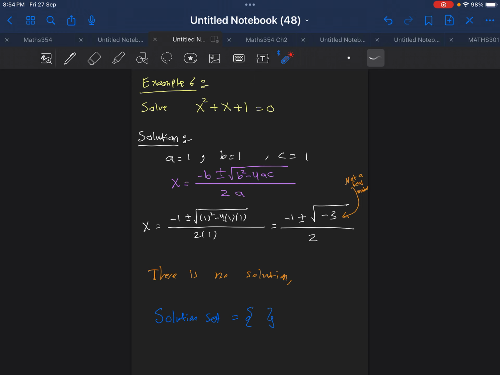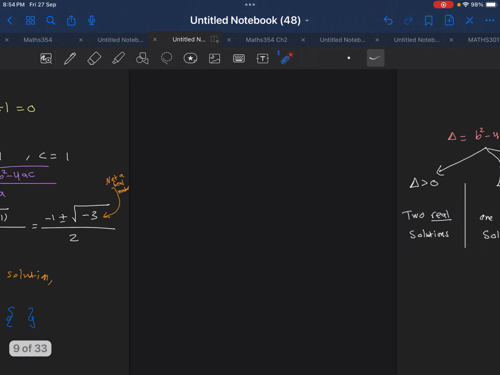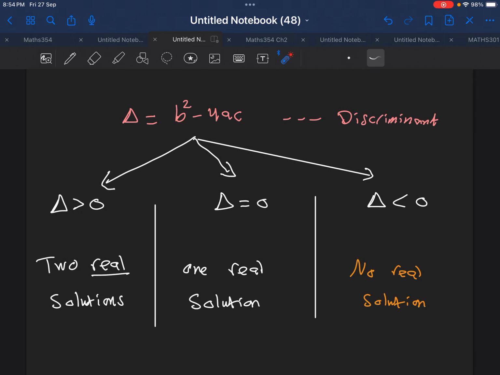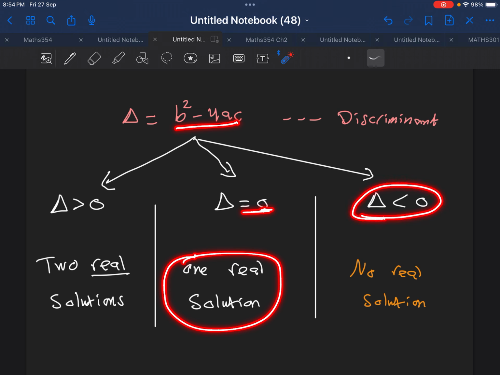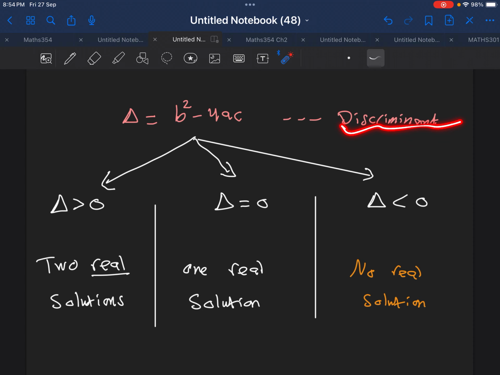Those are the 3 examples. And now let me jump ahead and write this remark I just said about how many solutions we should expect. Whatever is inside the square root, we call it the discriminant, which is b squared minus 4ac. If the discriminant is 0, we will have only one solution. If the discriminant is negative, we will get no solution. Otherwise, if it's positive, we get 2 solutions. So the discriminant tells me how many solutions I should expect from a quadratic equation.